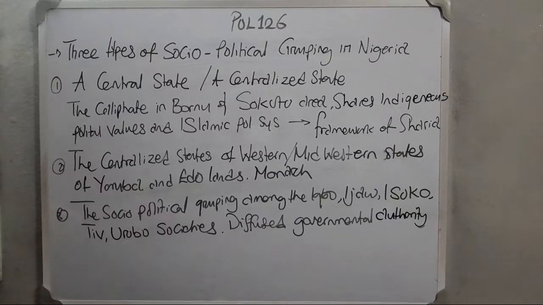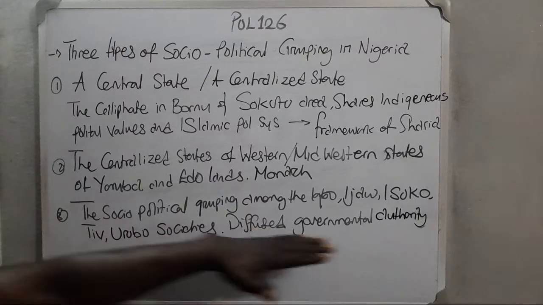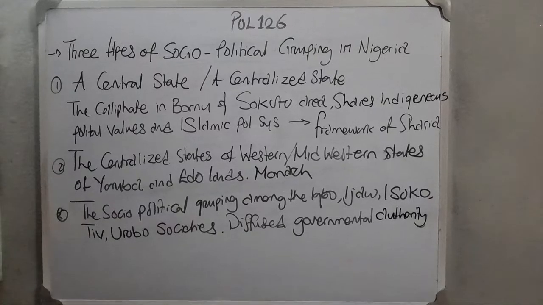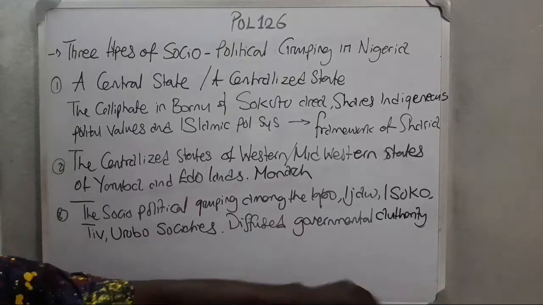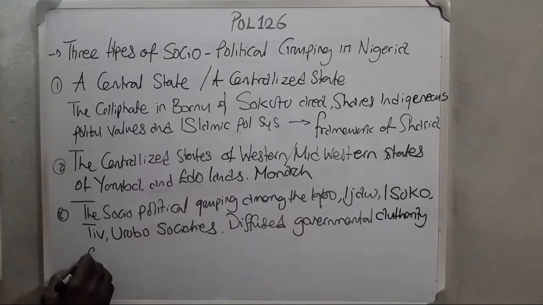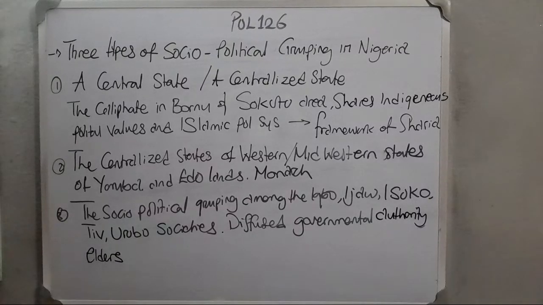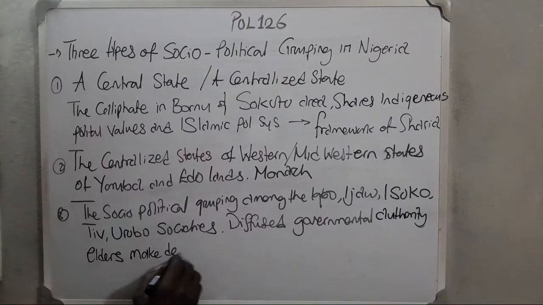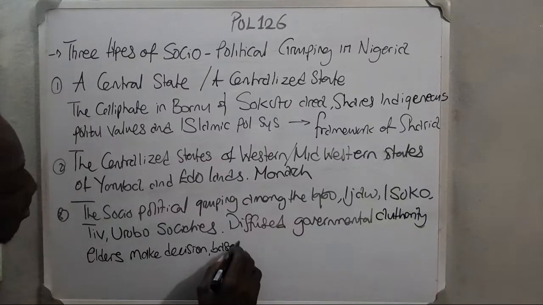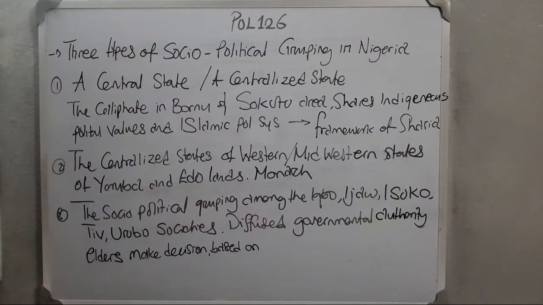Consensus means general agreement and unanimous decisions, which expectedly will be binding on all. Most especially the Igbos exercise what we call an acephalous and stateless society. Basically this grouping, like I said earlier, has diffused governmental authority, meaning that elders make decisions based on consensus.